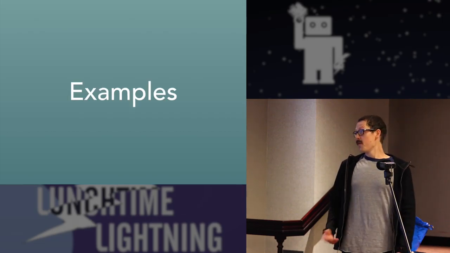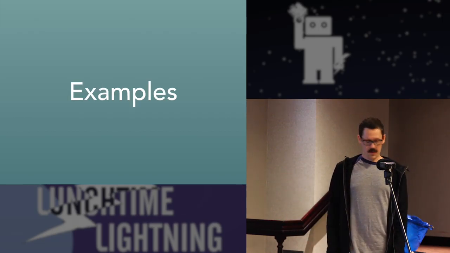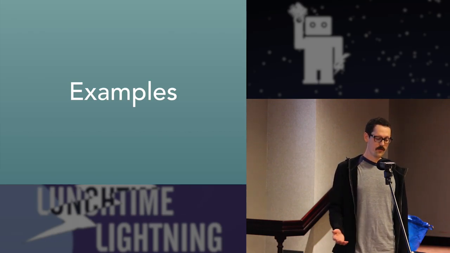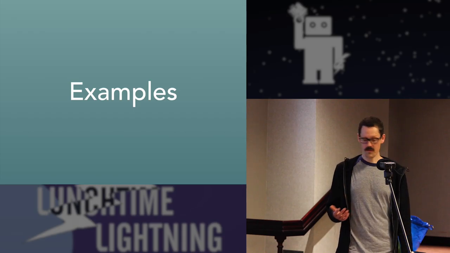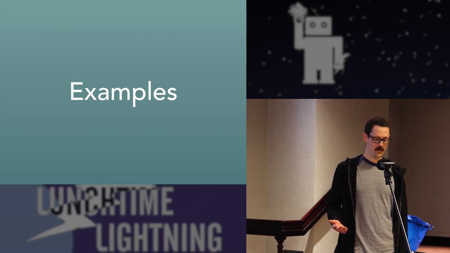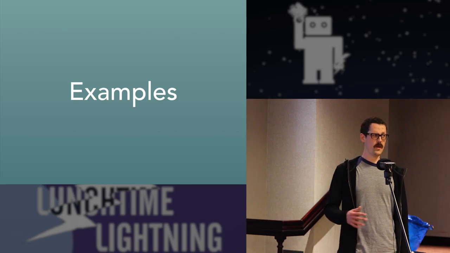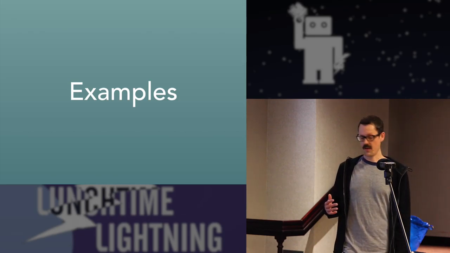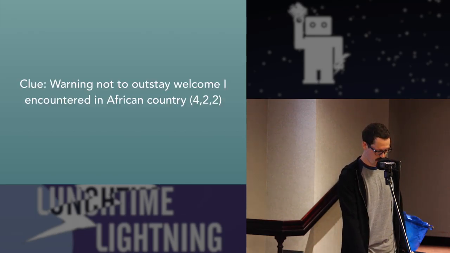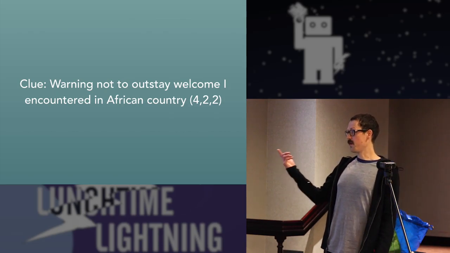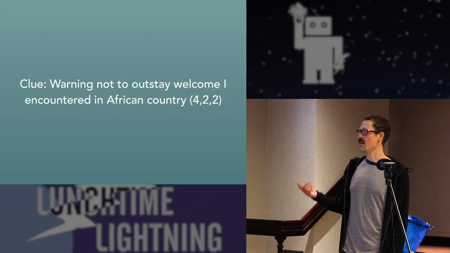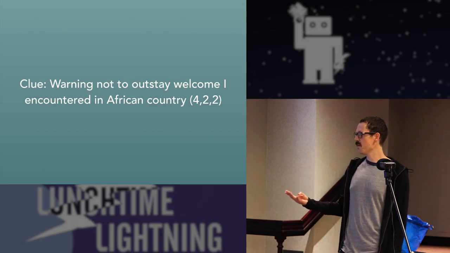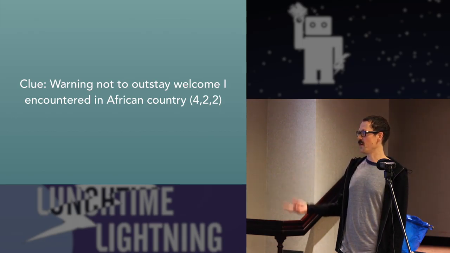So probably best is to look at some examples of clues and answers and work through them. A good high-level rule is that what the clue appears to say when taken at face value is usually not very helpful in getting to the actual answer, usually a bit of distraction, and punctuation and the way it divides the clue up is usually not your friend. So let's take a look at this one. The clue is "Warning not to outstay welcome I encountered in African country," and it's three words. Four letters, two letters, two letters.